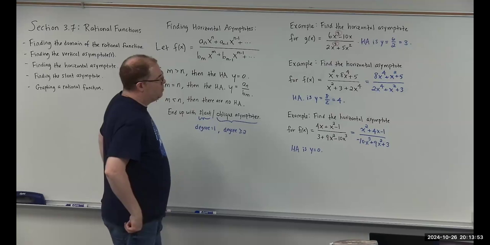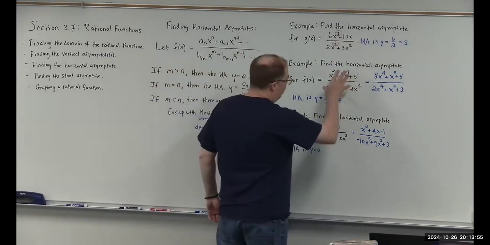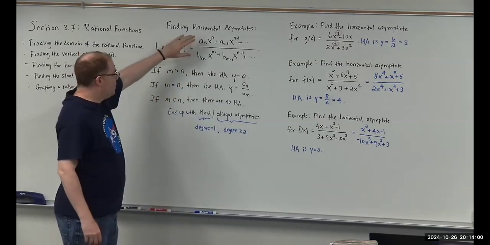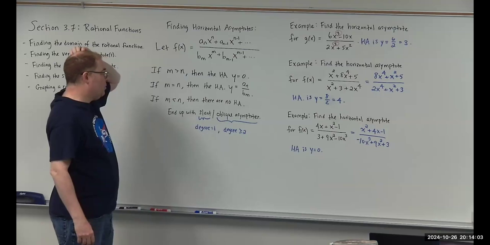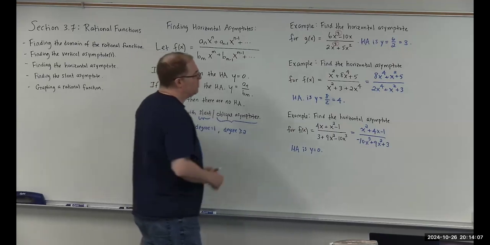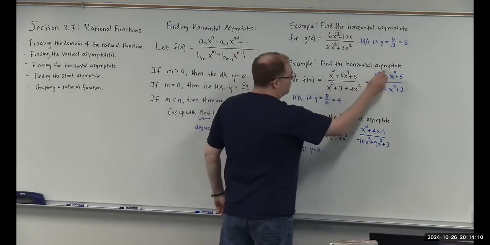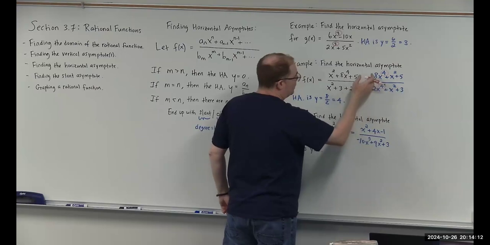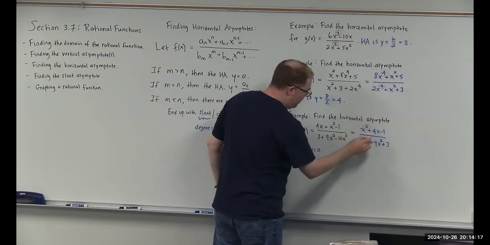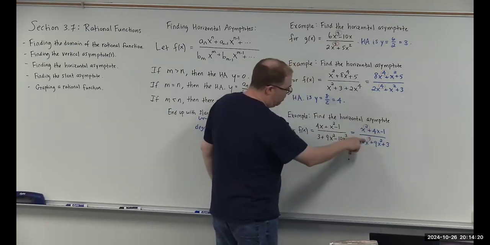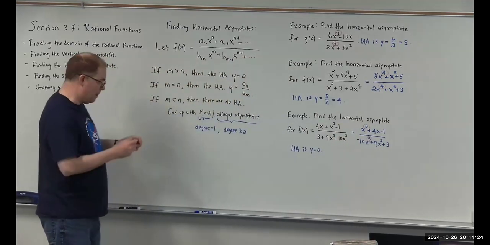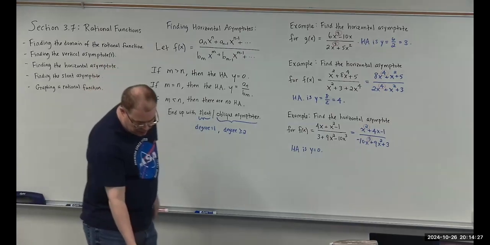Again, it's important that when you're trying to apply this rule, you make sure the polynomials are written in descending order. So for this one, the top is degree four, and then we take the ratio. And the same thing over here: we have degree two on top, degree three on the bottom. So the degree on the bottom is bigger than the degree on the top, which means we have y equals zero.